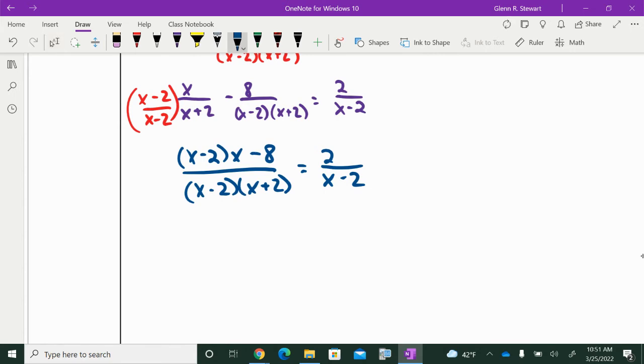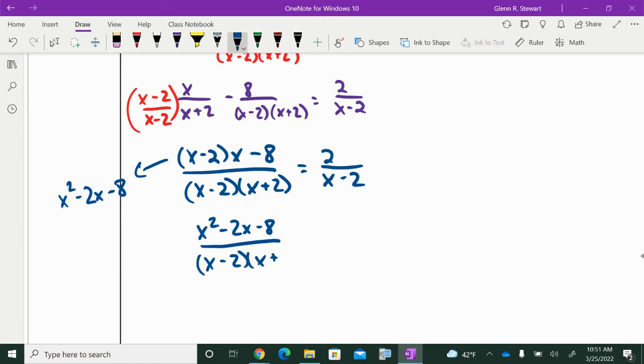I'm going to simplify my top here. So off to the side, I'm going to simplify this. This is going to be x squared minus 2x minus 8. So now I'm going to put that in: x squared minus 2x minus 8 over x minus 2 times x plus 2 is equal to 2 over x minus 2.